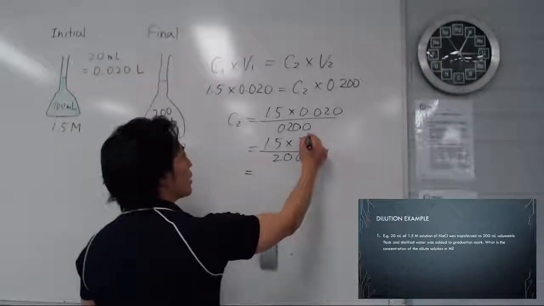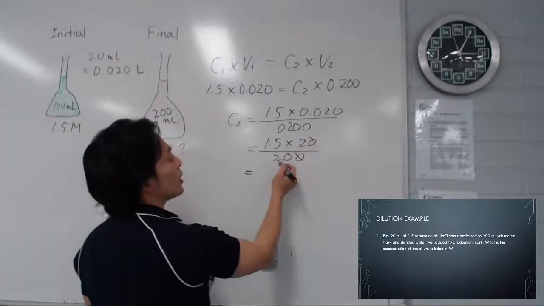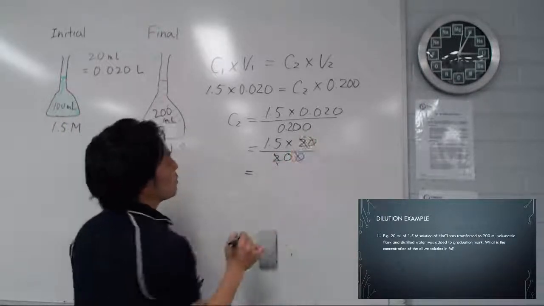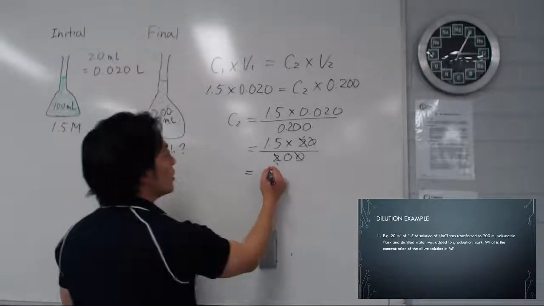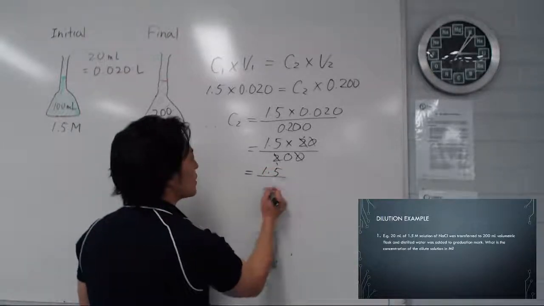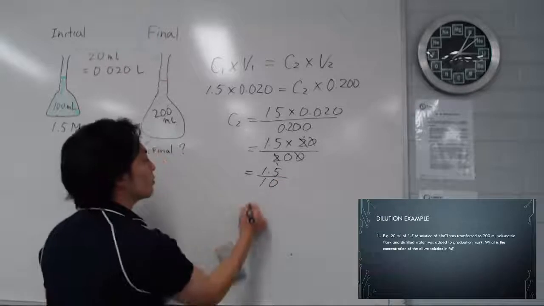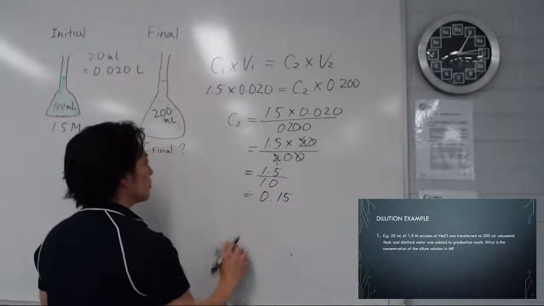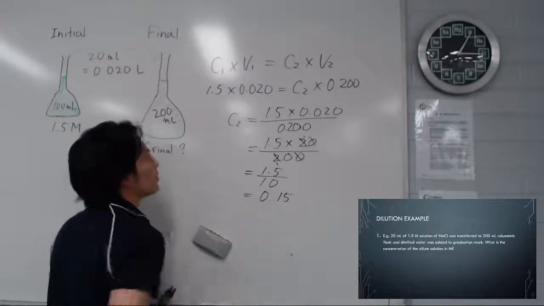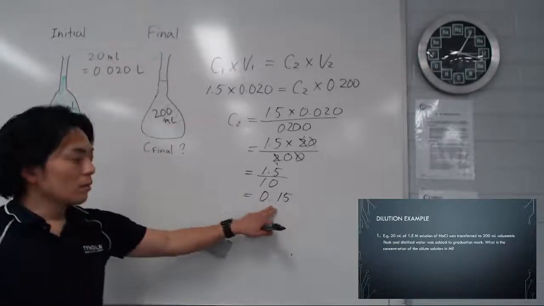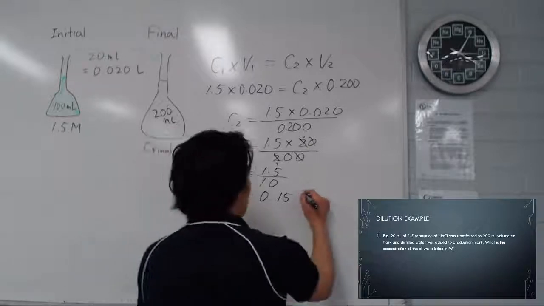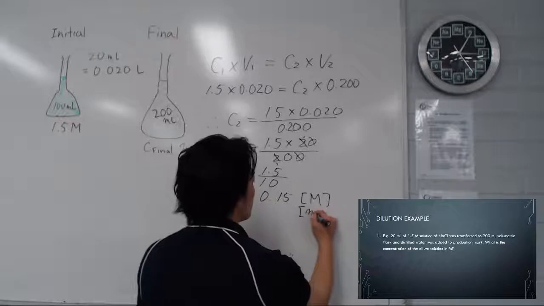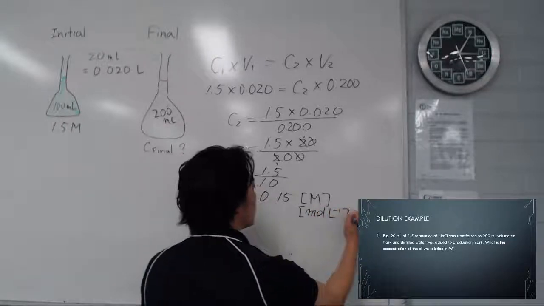And now I can start eliminating some of the numbers. 2 over 1, that will be 2. So this is just 1. Now it looks like 1.5 is over 10. That's the final concentration, and that was in molar, or that's really the same as moles per liter.